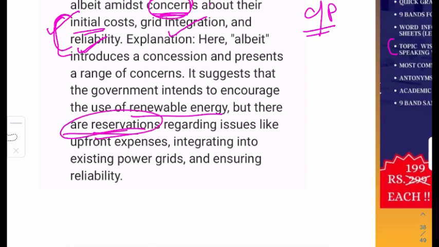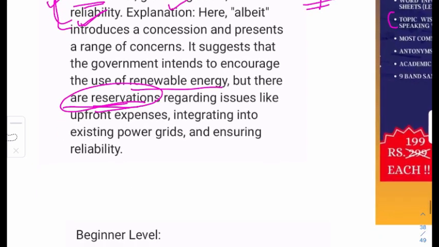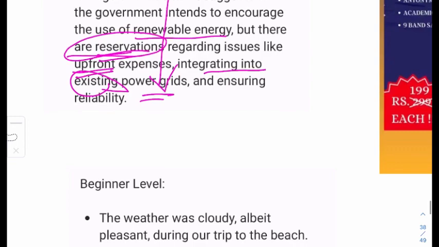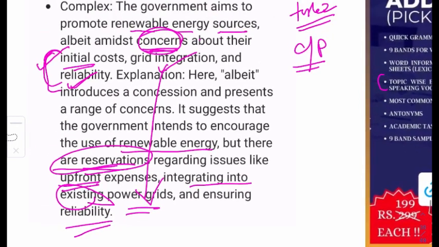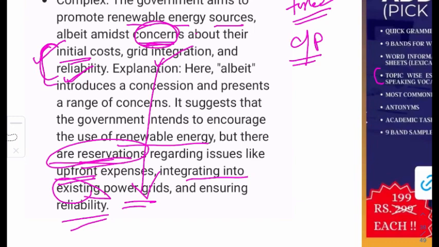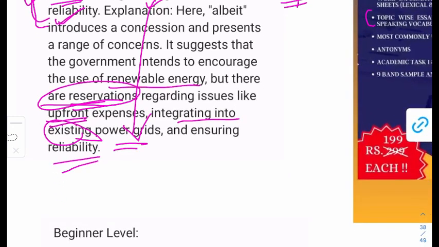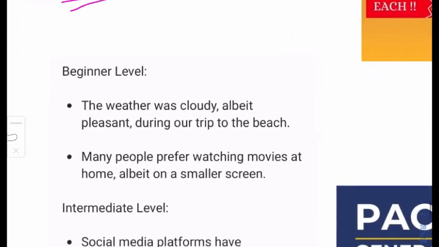Meaning there are restrictions regarding issues like upfront expenses, the expenses you have to make all at once, and integrating it into the existing power grid. I have explained everything to you, where will you find this? And ensuring the reliability, there can be a breakdown as well. You're not going to get such things anywhere. People charge money to teach this, and nobody is teaching like this, and that too for free.